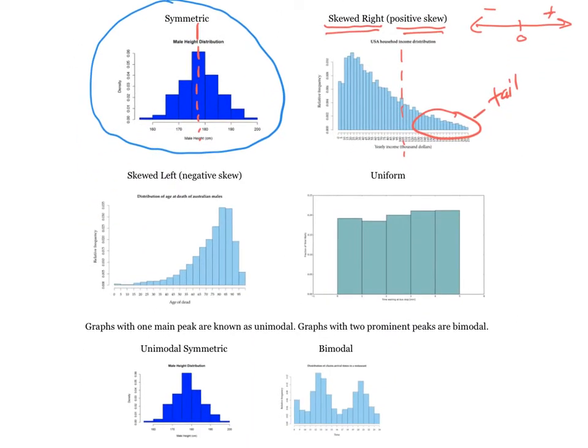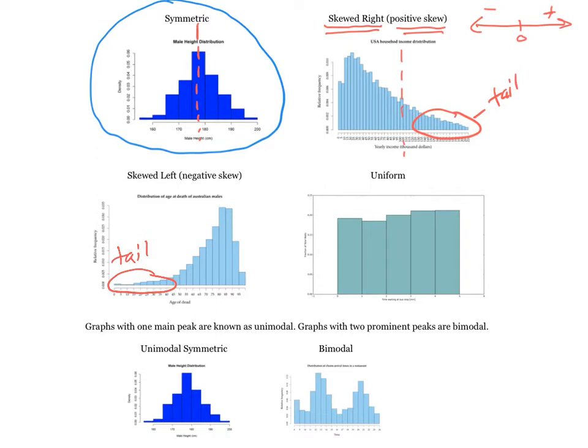Then we have bottom left here, skewed left. And this is just the opposite of skewed right, obviously. Again, if you cut this in half, you'll notice there's a ton of data over here and not much over here. Okay? The tail of this one is to the left. So this one is skewed left. This would be the tail. And again, we also can call it negatively skewed.